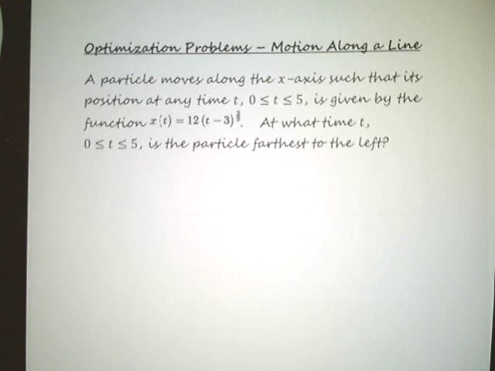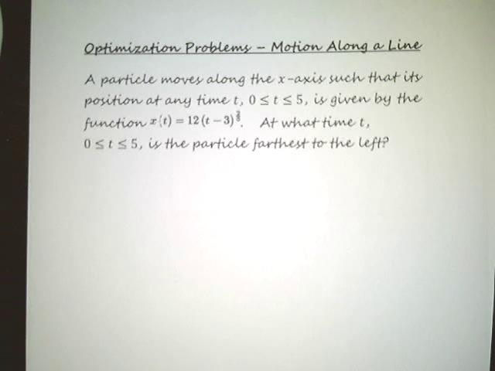And in this video, I'm going to talk about optimization problems in calculus, focusing on problems that all have to do with motion along a line. In my first example, a particle moves along the x-axis such that its position at any time t, where t is on the closed interval from 0 to 5, is given by the function x of t equals 12 times (t minus 3) to the 2/3 power. We're asked at what time t, where t is on that interval, is the particle farthest to the left.